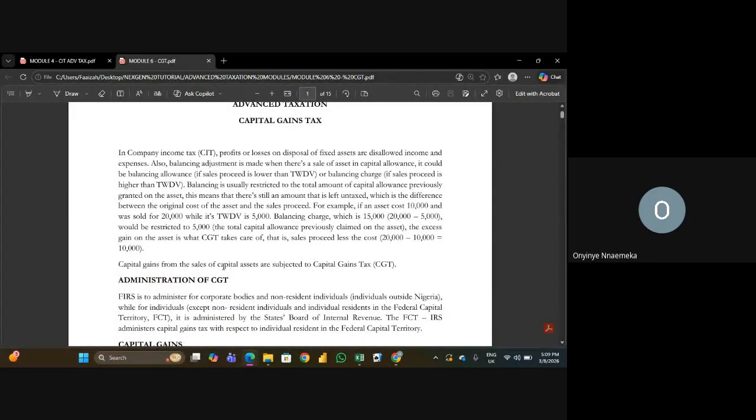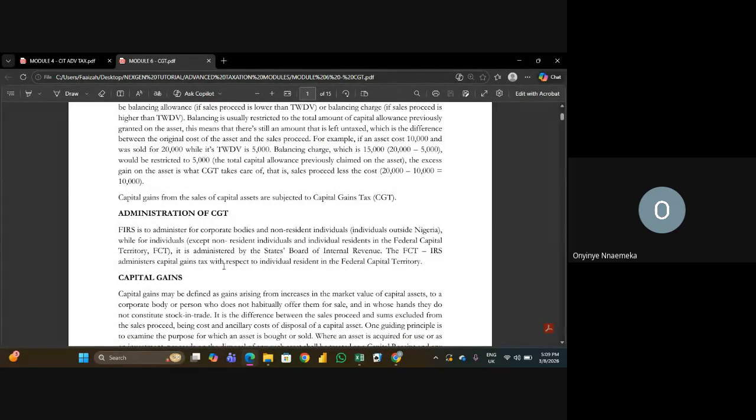Capital gains from the sales of capital assets are subjected to capital gains tax. Administration. FIRS is to administer for corporate bodies and non-resident individuals, that is individuals outside Nigeria, while for individuals, except non-resident and residents of the Federal Capital Territory, it is administered by the State Board of Internal Revenue. So the FCTIRS administers CGT with respect to individuals in Abuja, in FCT.